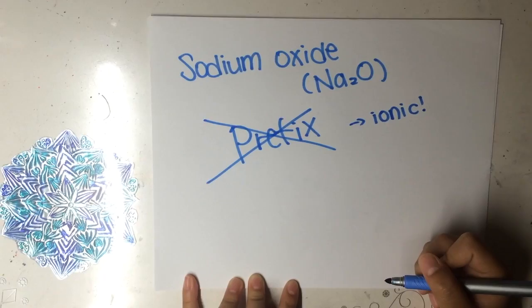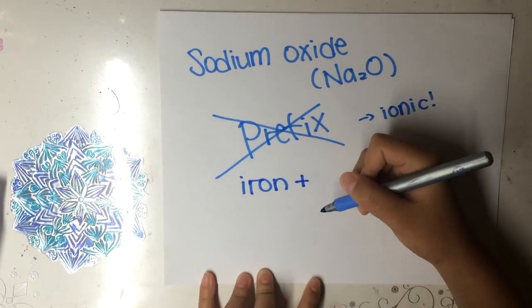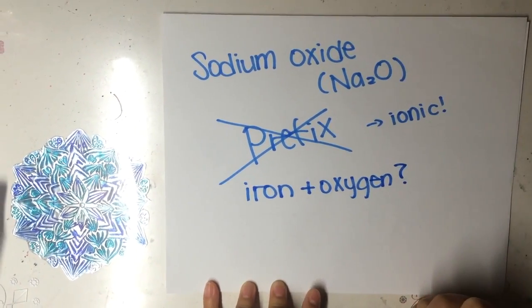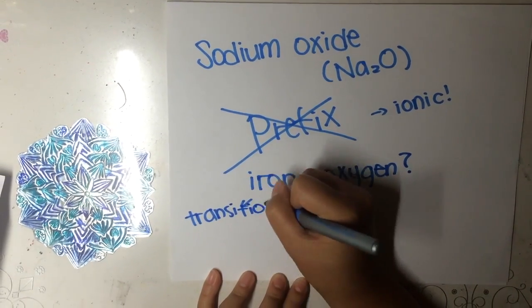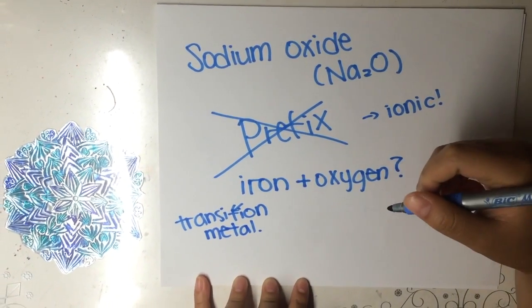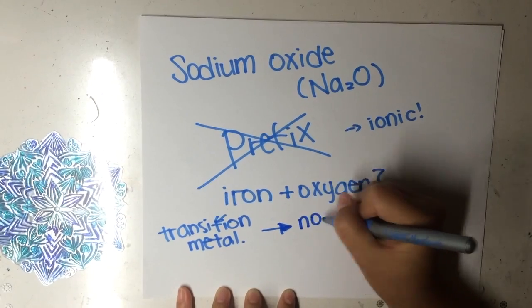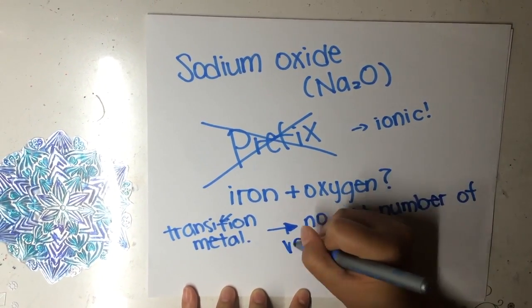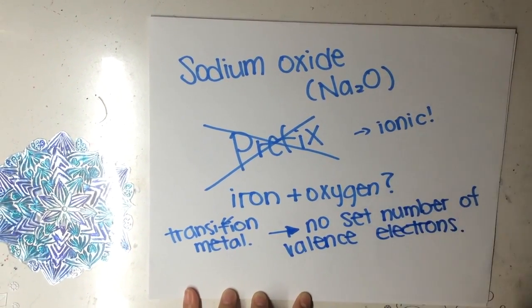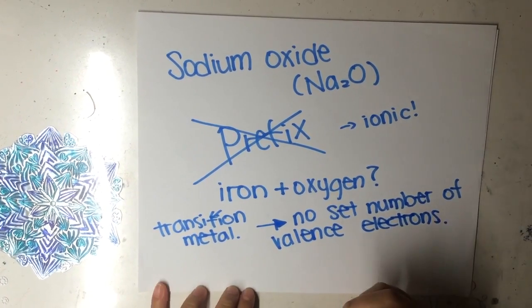If we had a compound with iron and oxygen, this is also an ionic compound because iron is a transition metal. However, this is not as simple to name as other ionic compounds. You still need the charge to be balanced, but transition metals don't have a set number of valence electrons. Here's where you need to do some math.